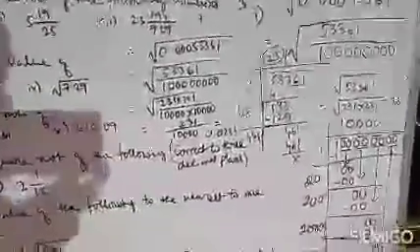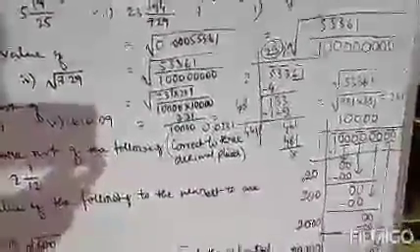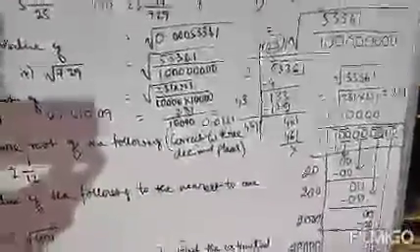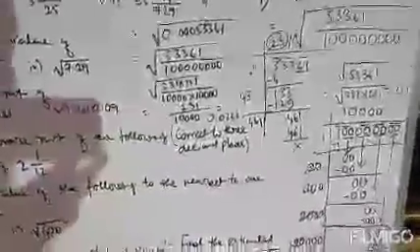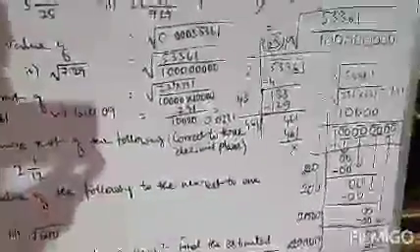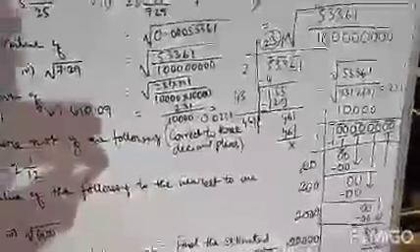Clear? 0.0231. There are 4 zeros in the denominator. So your answer will be 0.0231. 1 0 will be required because there are 4 zeros and in the numerator only 3 digits are left. Therefore, only 1 0 will be required. Therefore, answer will be 0.0231. Clear? This is your answer.